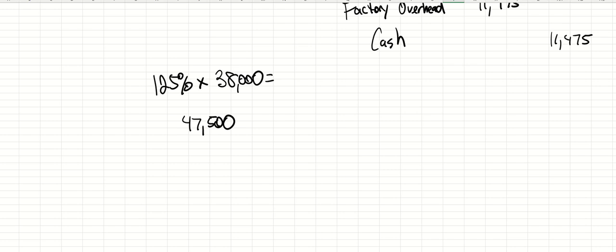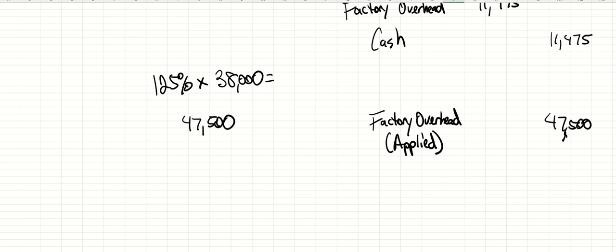So what we're going to do is credit factory overhead instead of debiting it, because when we credit factory overhead, this is our applied overhead and not our actual overhead. So we're crediting this account by $47,500, and we're debiting WIP inventory, work in process, for that same amount.